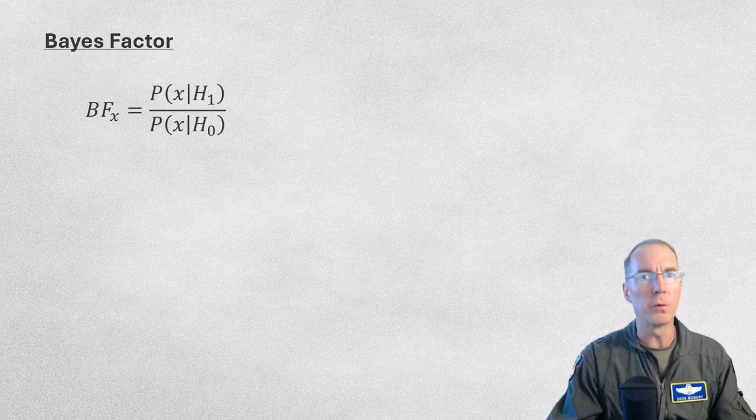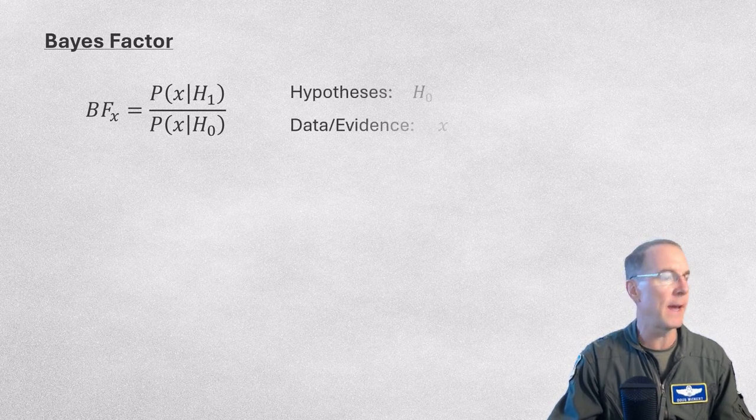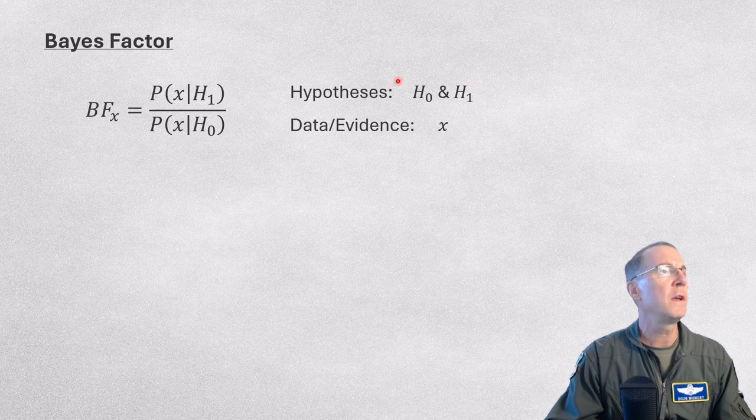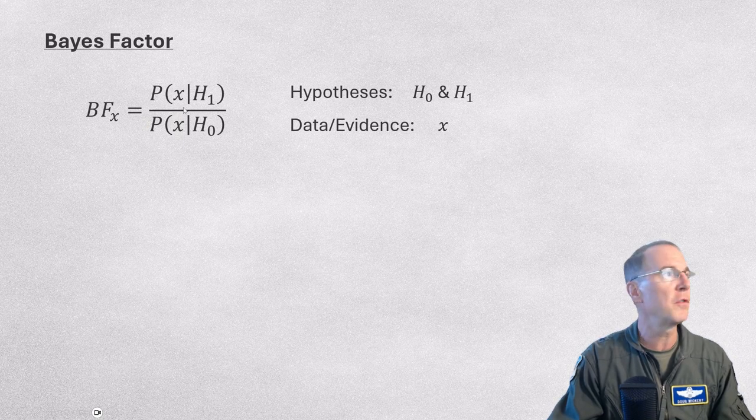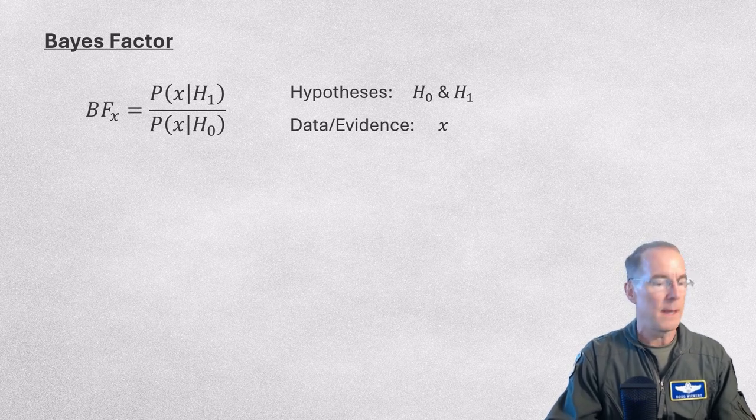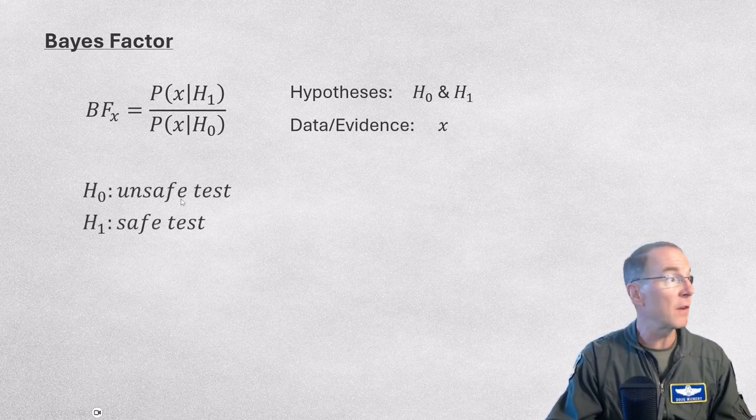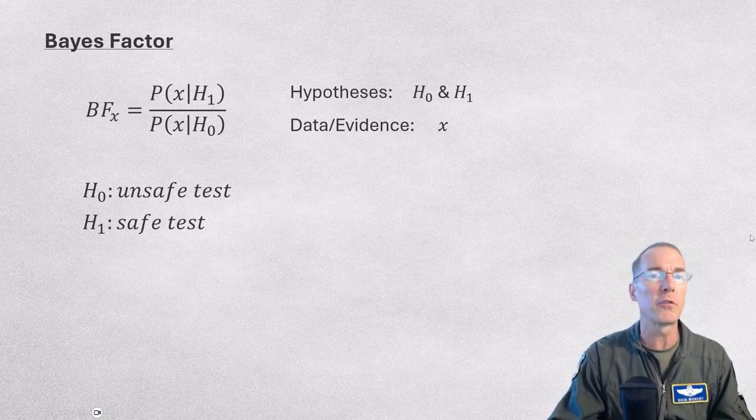We'll go through the math in more detail in a bit, but in summary, the Bayes factor is the likelihood ratio of pieces of data under two different hypotheses. So if we have data X and hypotheses H0 and H1, then the Bayes factor is the ratio of the probabilities of seeing the data X given those hypotheses. H0 could be the hypothesis of an unsafe test. H1 is the hypothesis that our test is safe. The data, the X, could be a build-up test, engineering analysis, even our own judgment based on prior experience.